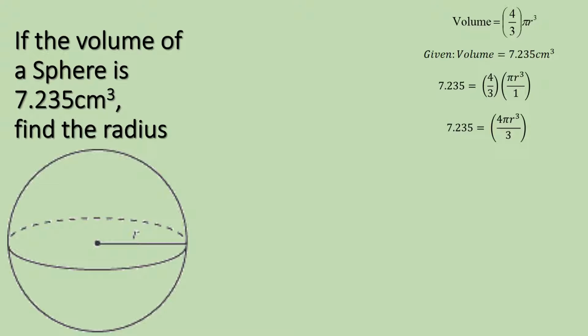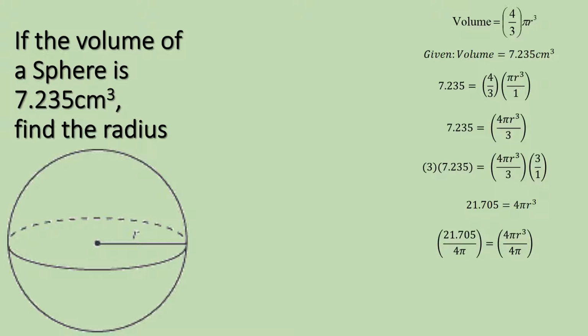You'll notice I'm dividing by 3, so that means I can either cross multiply or multiply both sides by 3. And I do. Now I have this. I want to get r all by itself. I know what pi is. It's a number. So what am I going to do? I'm going to divide by 4 pi on both sides.